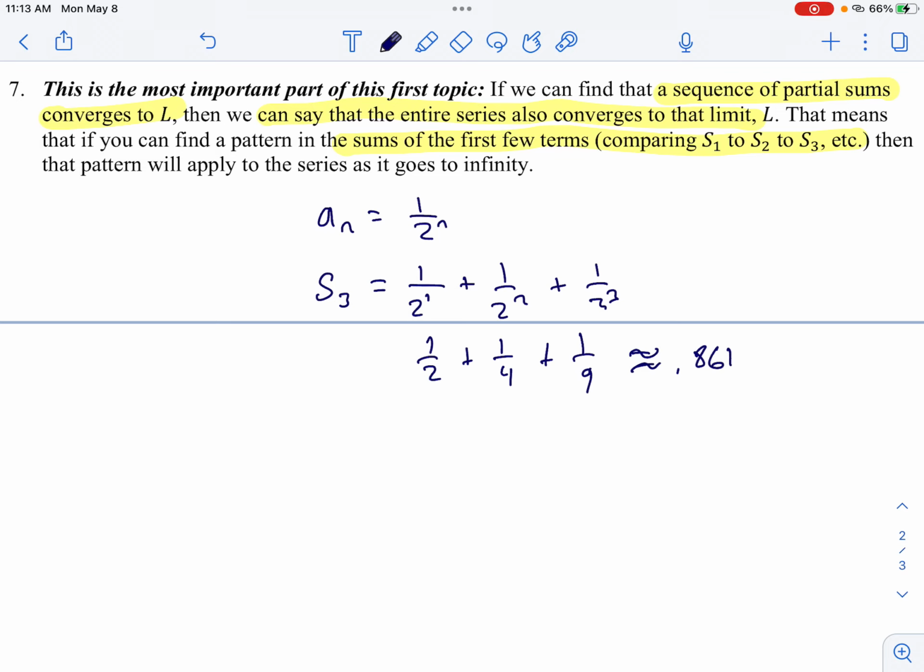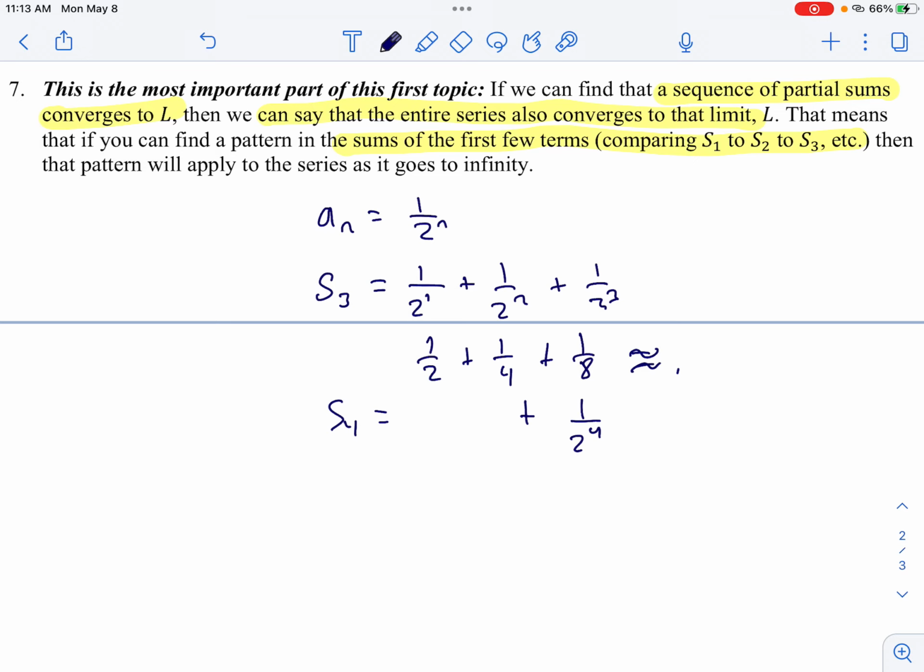Okay, so that's fine, but what does that mean? Like, what if we added a fourth term? So we have that 0.861 plus 1 over 2 to the fourth. Well, I still have that number in my calculator. I'm going to add to it plus 1 divided by 2 to the fourth power. And oh shoot, you know what? This should say 1/8. Yeah, timeout. If you caught my mistake, then thank you.